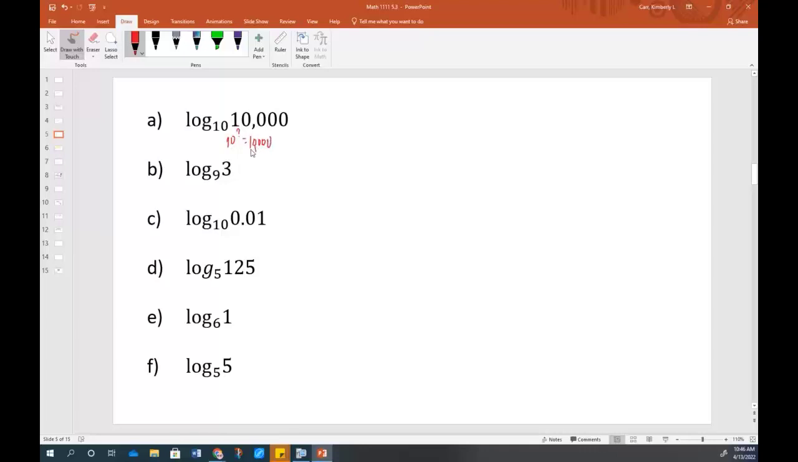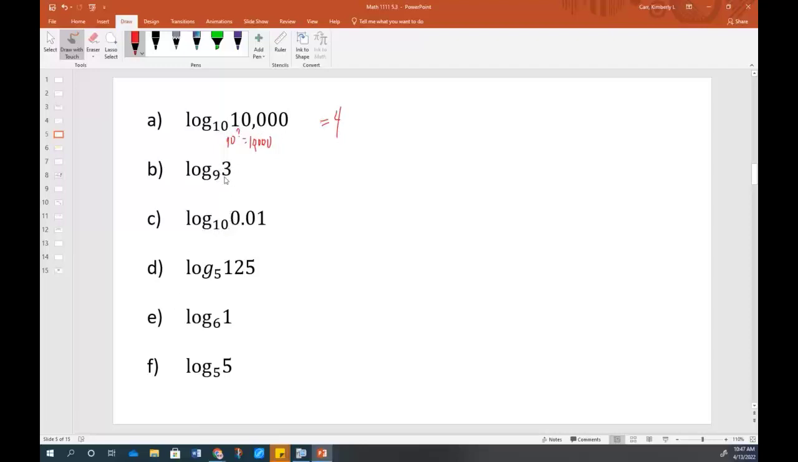Alright, well, 10 to the first is 10. 10 squared is 100. To the third is 1,000. 10 to the fourth is 10,000. So that answers 4. And again, 10 to the what power is 10,000? 10 to the fourth.